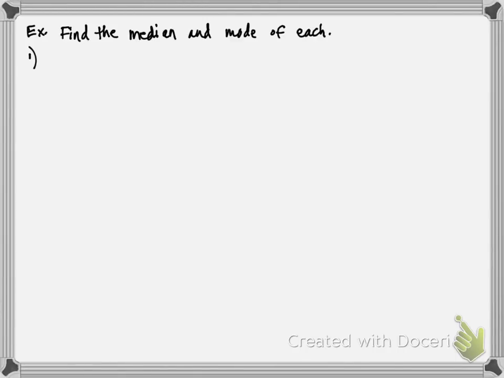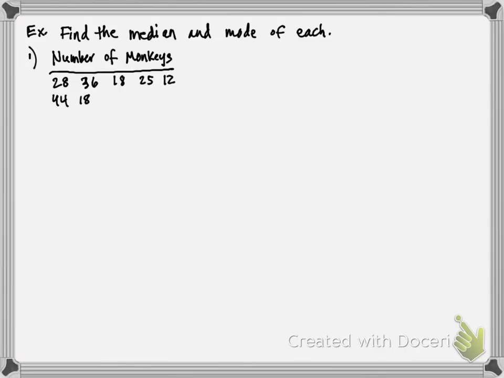So we're going to present data in a table, and we're going to talk about number of monkeys. Maybe it's at various zoos. And we got some bigger numbers here. We've got 28, 36, 18, 25, 12, 44, 18, 42, 34, 16, and 30.